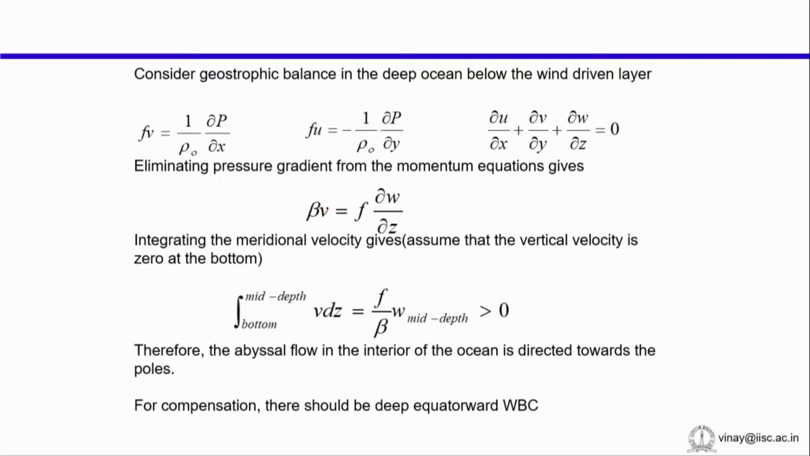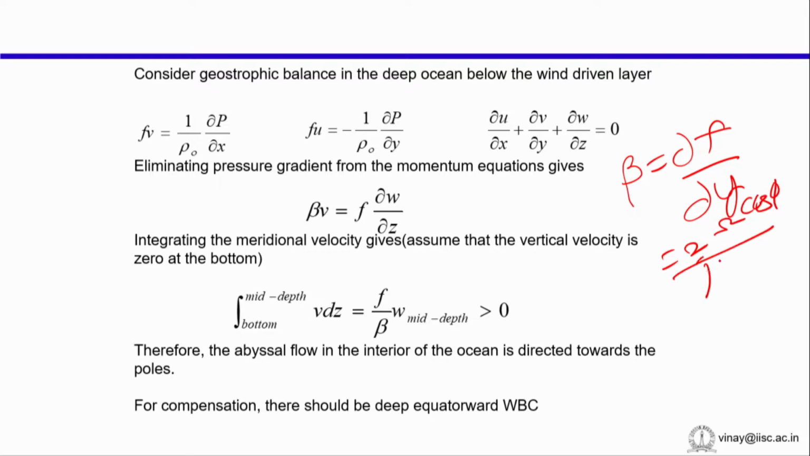Here beta is the variation of the Coriolis parameter with latitude, beta equals del f by del y, which is equal to 2 omega cos phi by r, where phi is the latitude and r is the radius of the earth. f equals 2 omega sin phi. Omega is the angular velocity of the rotation of the earth and phi again is the latitude. u, v, w are the 3 components of velocity. u is the zonal component, v is the meridional component, and w is the vertical component. Del w by del z gives you the vertical variation of vertical velocity.